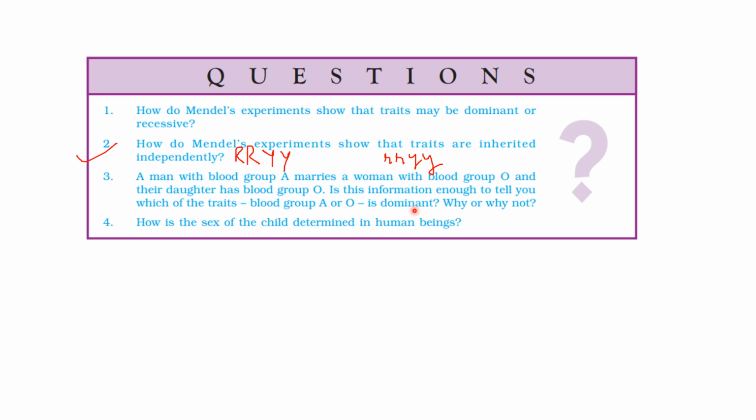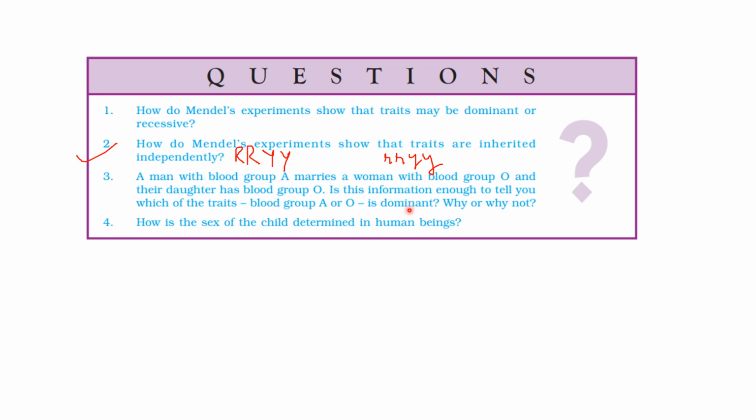O is recessive, right? For the daughter to have blood group O, both parents must contribute the recessive allele. The father could have had the genotype IAi, and the mother must have the genotype ii. However, the question only mentions one specific case and does not include other crosses or evidence to infer dominance of A and O. So that's why we cannot tell, right?